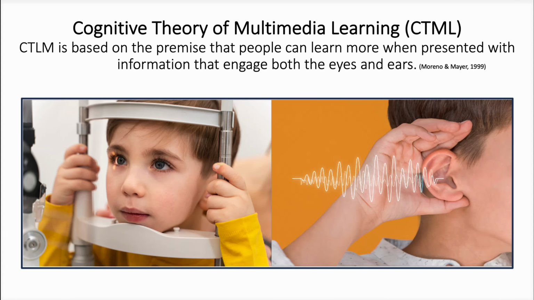Moreno and Meyer's cognitive theory of multimedia learning, or CTML, bases its premise on the idea that there are two ways to learn, hearing and seeing. CTML says that people can learn more when providing information in both words and pictures than in words alone. They claim that both senses are needed to help process data into the working memory.